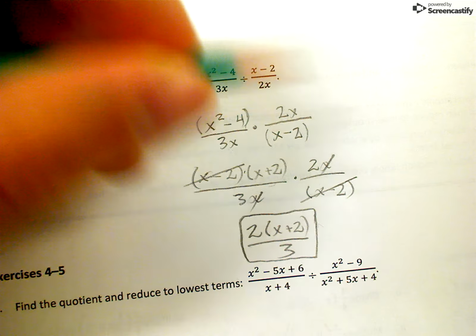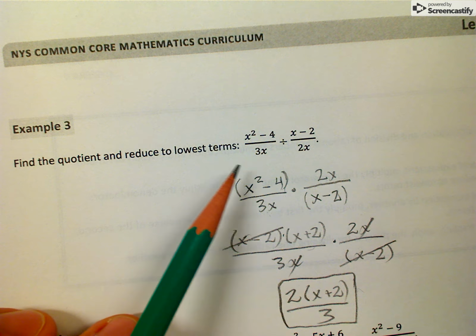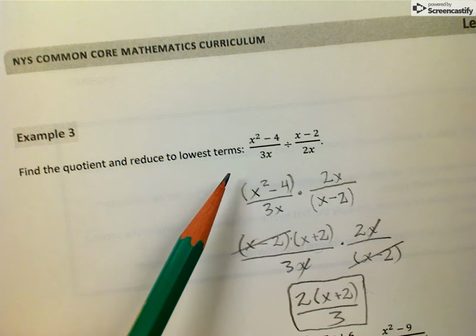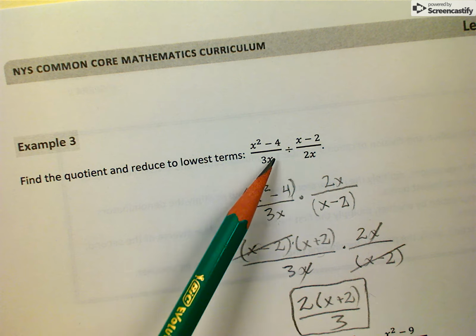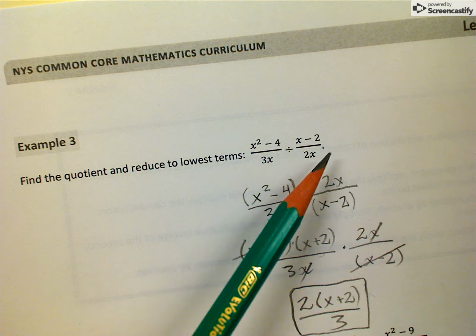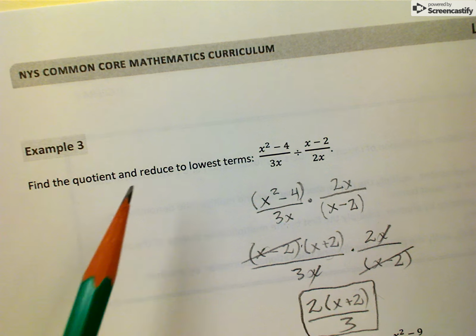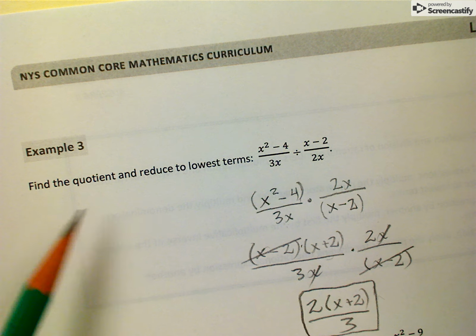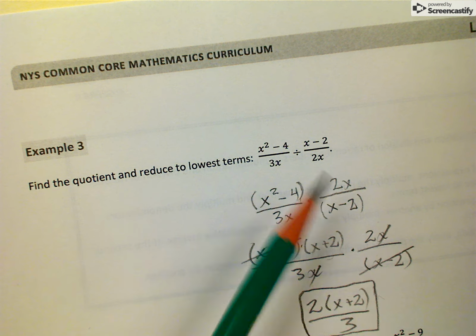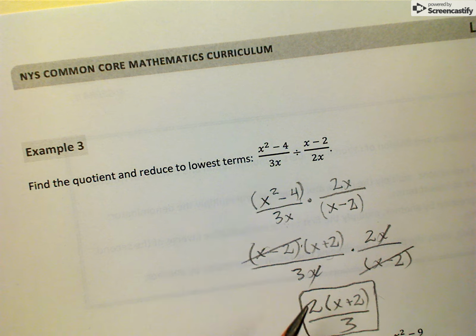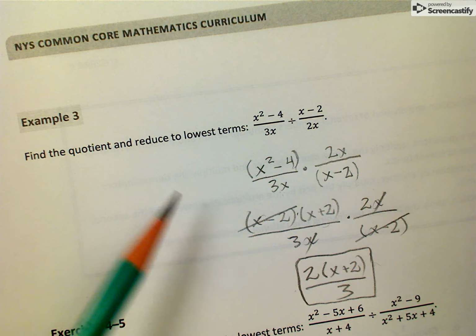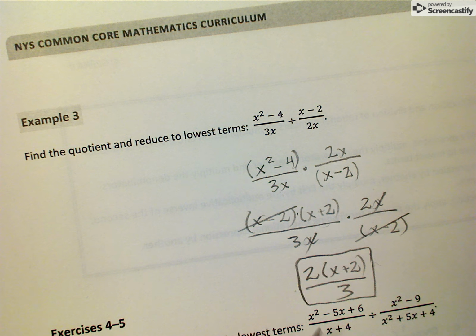So dividing rational expressions is as easy as multiplying if you know how to rewrite a division problem as a multiplication problem. And so we have done exactly what we were asked to do. We found the quotient. What do we get when we divide these two things? We get this. And we also reduced it to lowest terms.